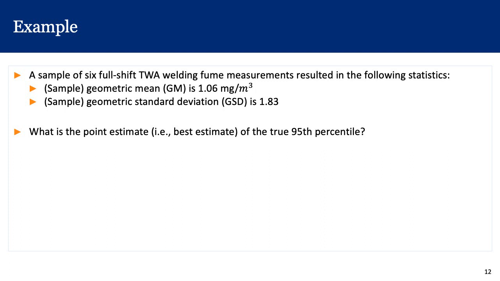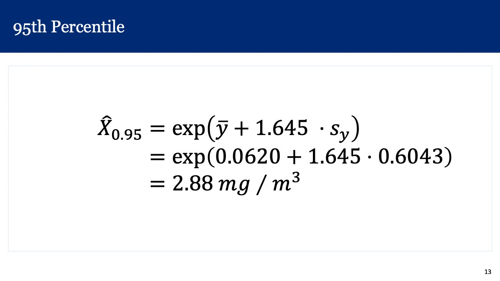So now we have a sample of 6 full-shift time weighted average measurements. In this case, they happen to be welding fume measurements, and we have calculated the geometric mean and the geometric standard deviation. Now our question is, what is our point estimate of the 95th percentile? We can use our formula here. The y bar was 0.062, and the standard deviation of the log transformed values was 0.6043. Using this formula, we can calculate a point estimate of the 95th percentile as 2.88 milligrams per cubic meter.